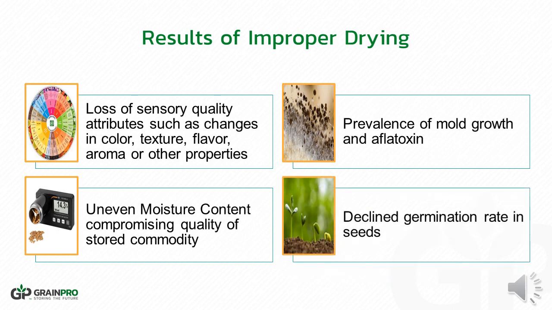The following summarizes results if agricultural commodities are improperly dried. Lower quality, which affects sensory attributes of food such as color, texture, flavor, and aroma. Uneven moisture, which mostly contains MC higher than safe moisture for storage. This condition allows molds to grow, which also produces mycotoxin including aflatoxins. Improperly dried seeds also lowers germination and vigor.